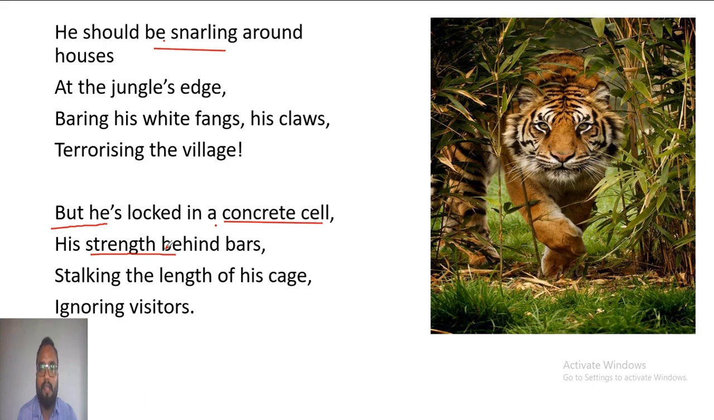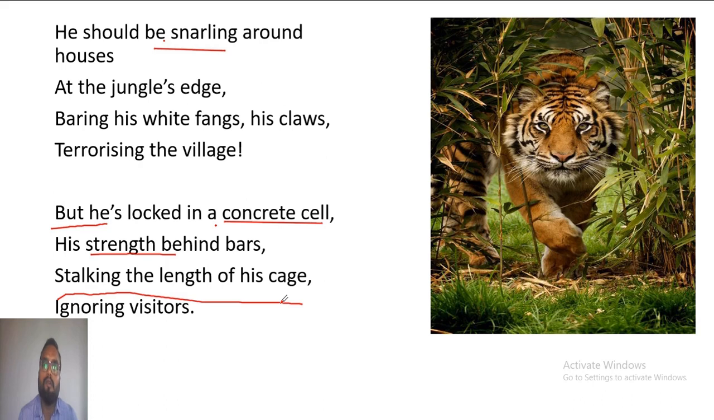Stalking the length of the cage, again the same activity. Again he is left with only one activity, that is stalking the length of his cage. In the last two paragraphs, in each paragraph, different activities were shown. Different activities performed by the tiger in its natural habitat are described. But in the first paragraph and in this paragraph, only one activity is mentioned, and that is stalking the length of the cage. It means its activity has become limited, its power has become limited.